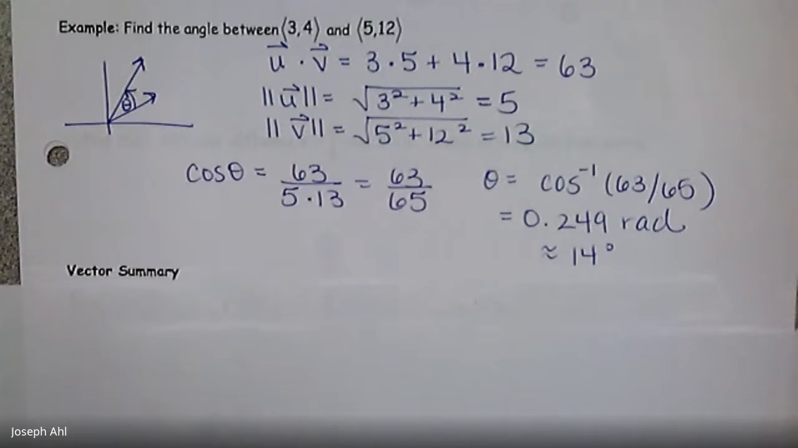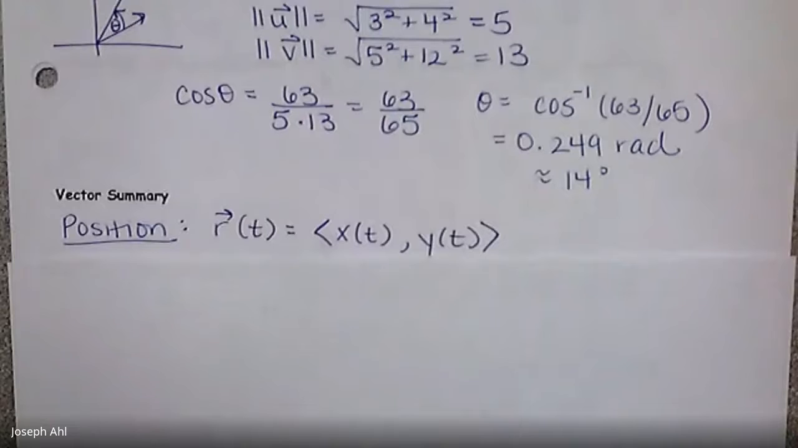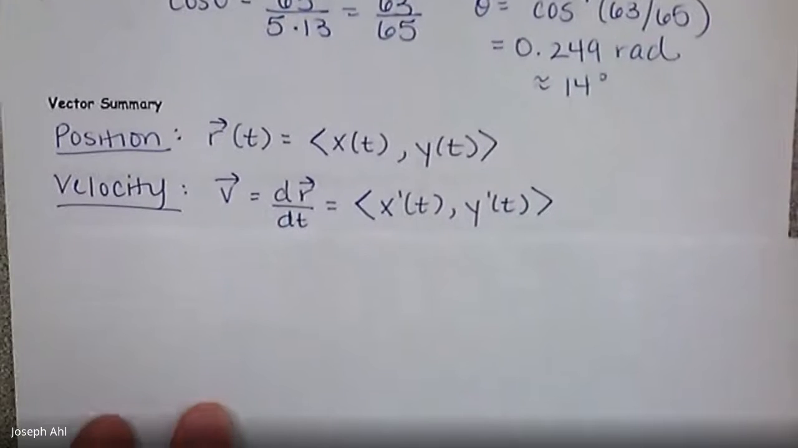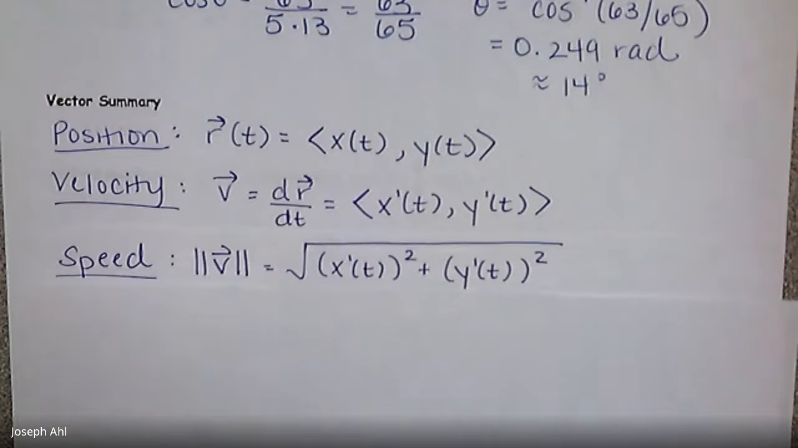So as a quick summary of what we know up until this point about vectors, we have our position vector, r of t, whose components are of the form of a pair of parametric equations, x of t and y of t. And then, of course, we can get velocity from there by finding the derivative of the position vector. So x prime of t and y prime of t would be its components.